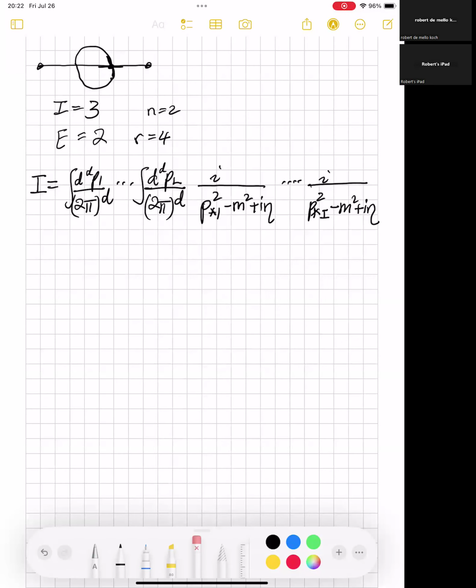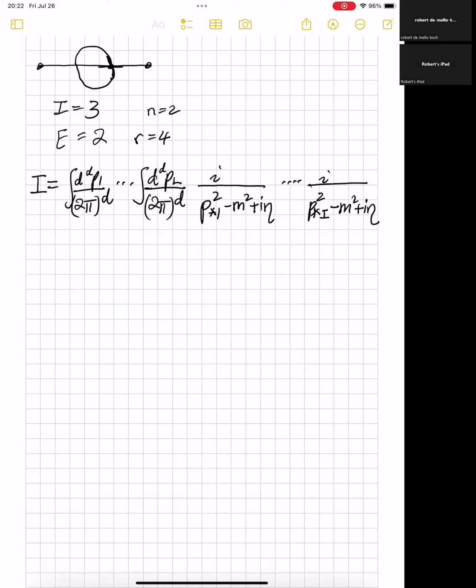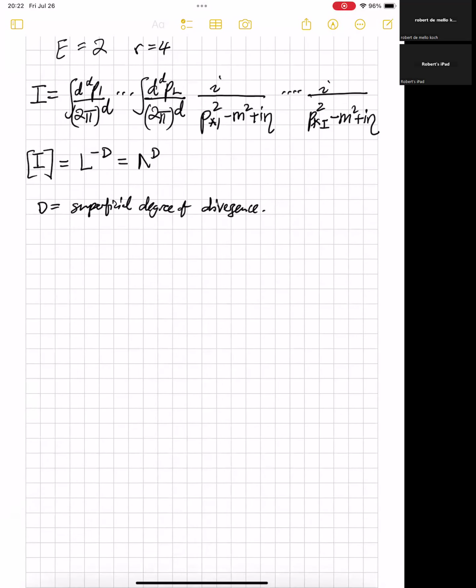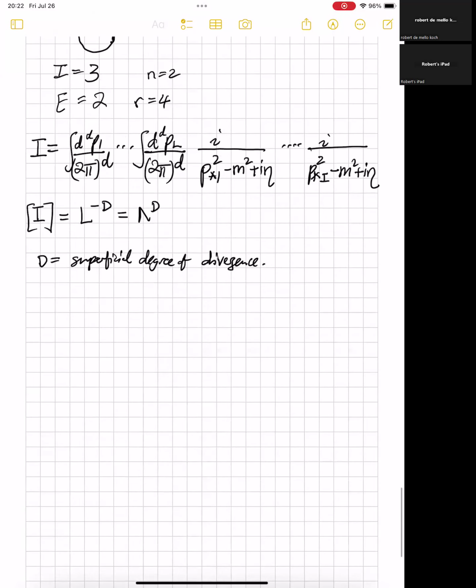Okay, so now what we would like to do is, given this integral, we want to do some dimensional analysis. So we want to study the dimensions of I, and let's call this L to the minus D, which means that I behaves as lambda to the D. And D is called the superficial degree of divergence. Okay. And we'll see in a moment why it's called superficial. So there must be something superficial about it, something that it doesn't quite get right.